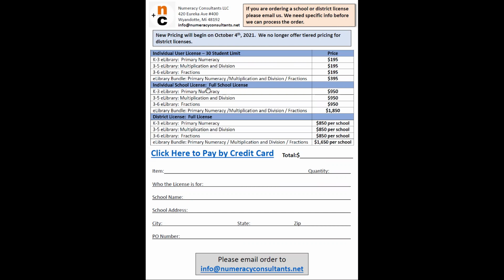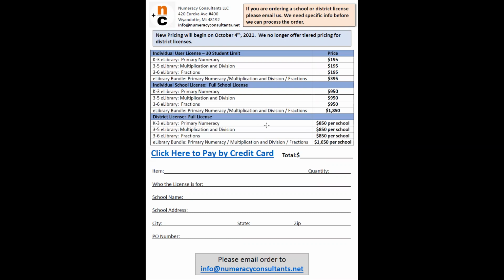If you want to buy a school license, what a school license does is it covers every single employee and aide in the entire school, so anyone who works in the school has rights to use the license, and you can use it school-wide. And again, it's $950 for a school license. If you wanted to get the school bundle, where it's the primary numeracy program, the multiplication division one, and the fractions one, it's $1,850 for a school license, and that's not a subscription. It is a one-time fee, and once it's paid for, it's yours forever, okay?